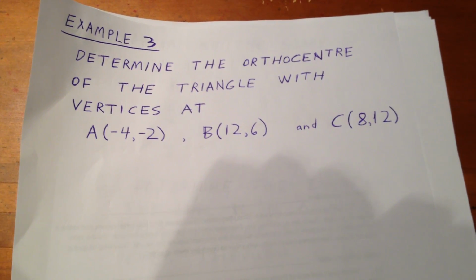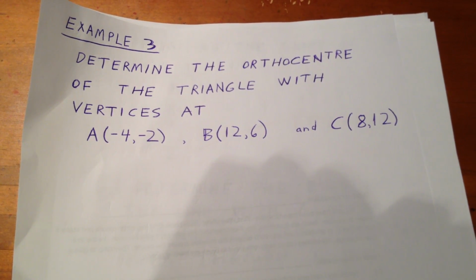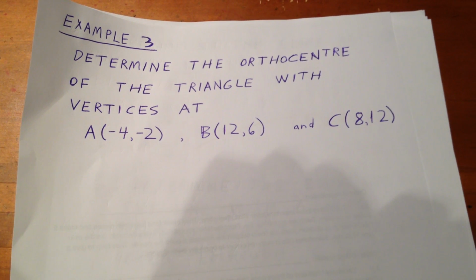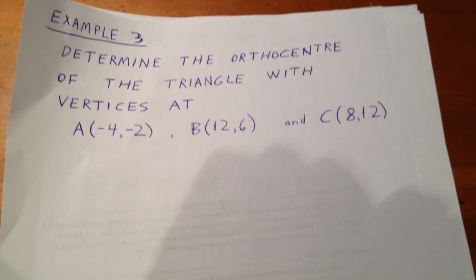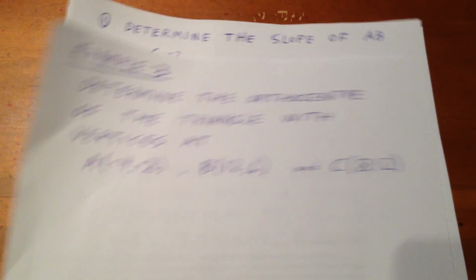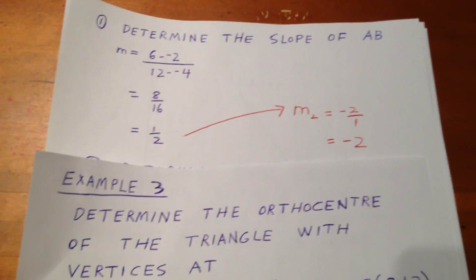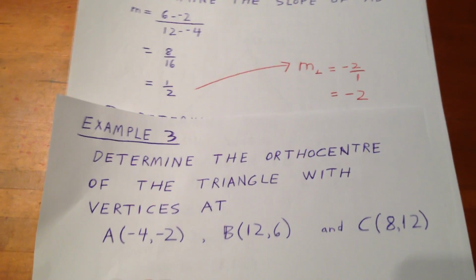In example 3, we want to determine the orthocenter of a triangle with vertices at A (-4, -2), B (12, 6), and C (8, 12). So the first thing we want to do is determine the slope of line segment AB.